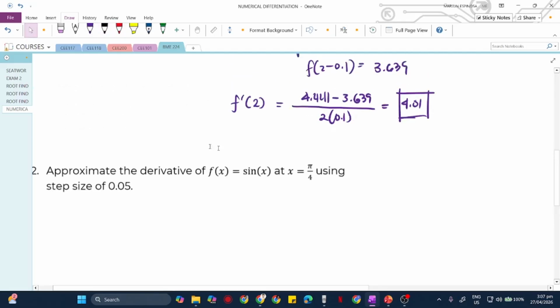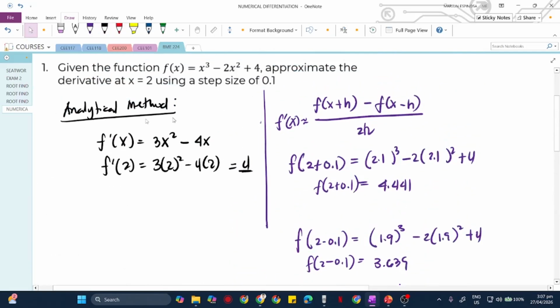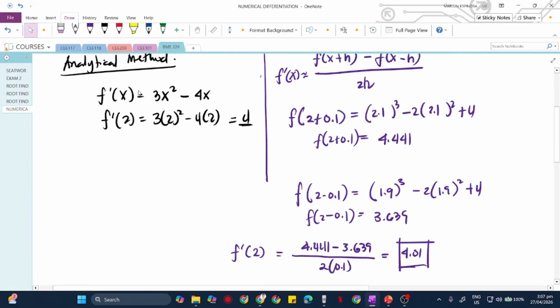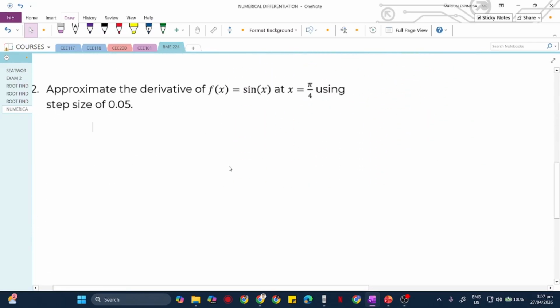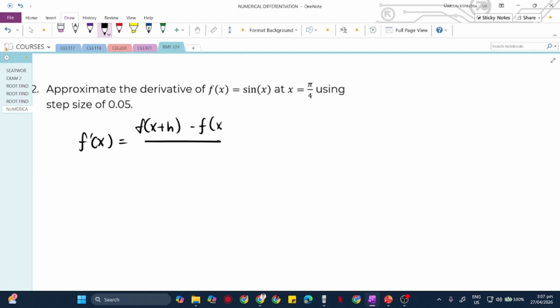Using na lang diretso, di na tayo analytical method kasi as you can see, makita niyo naman yung comparison nito. Okay? So, let's start with this one. Okay, yung f prime of x natin, again, that is f of x plus yung step size minus f of x minus yung step size all over 2h.